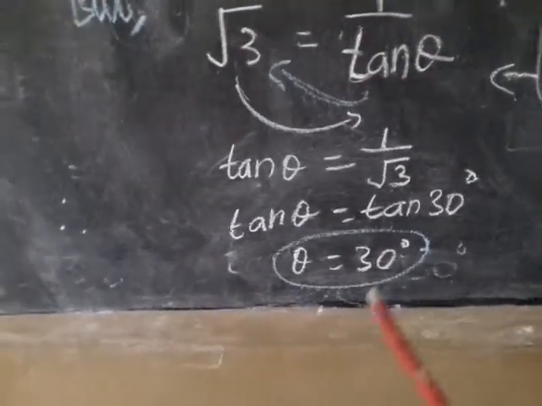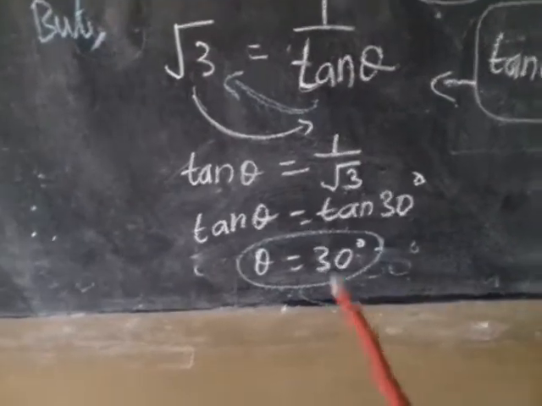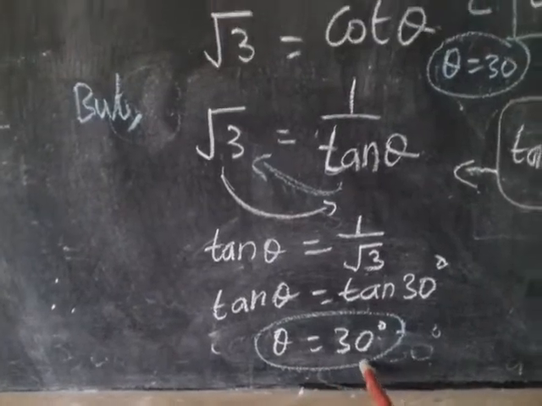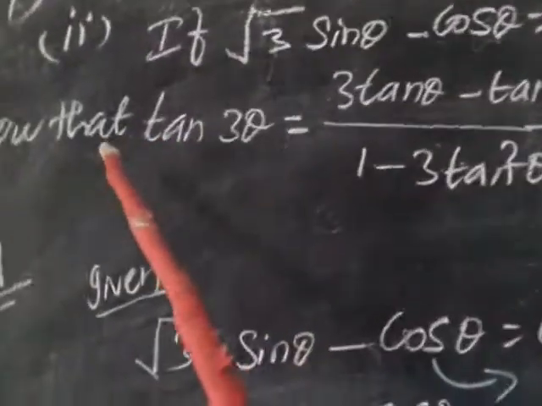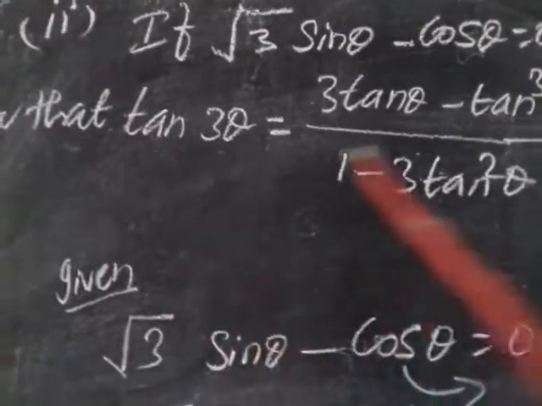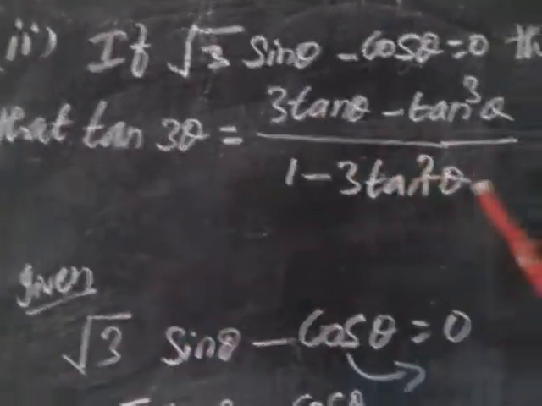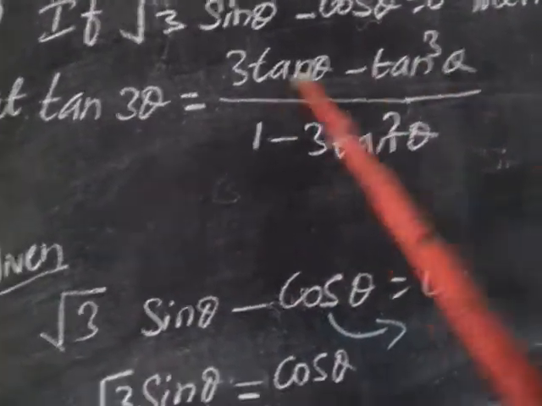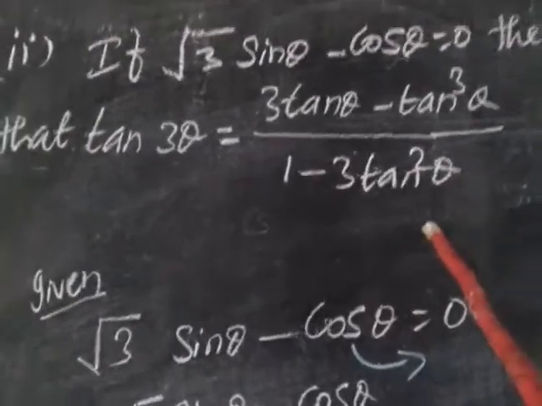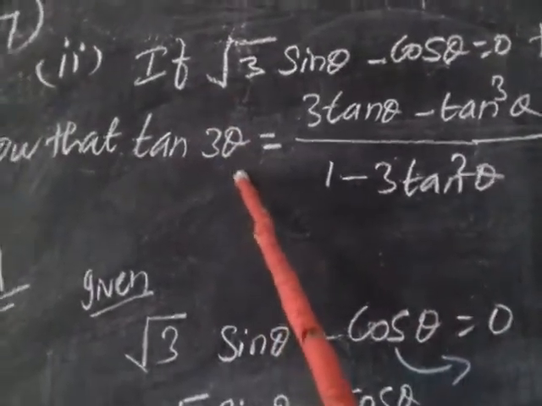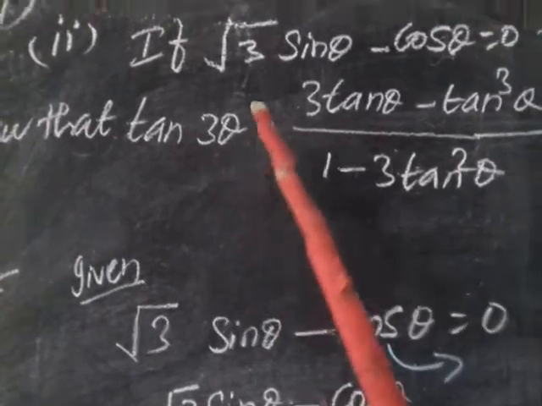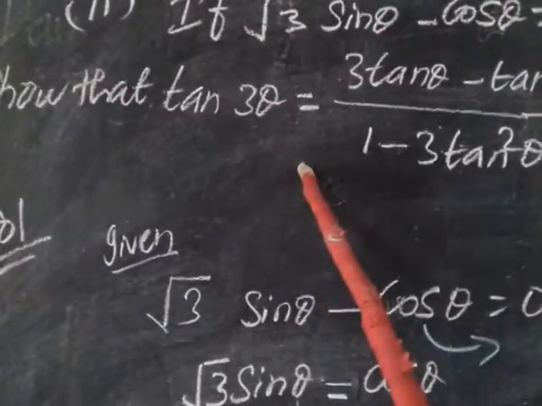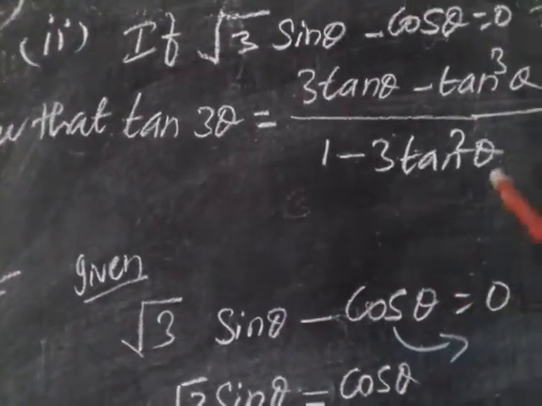And the following steps are homework. You solve the problem with theta equal to 30 degree, and apply it to the given question: tan 3 theta equal to 3 tan theta minus tan cube theta divided by 1 minus 3 tan square theta. Here substitute the theta value, and finally you verify it. This is one of the homework problems.